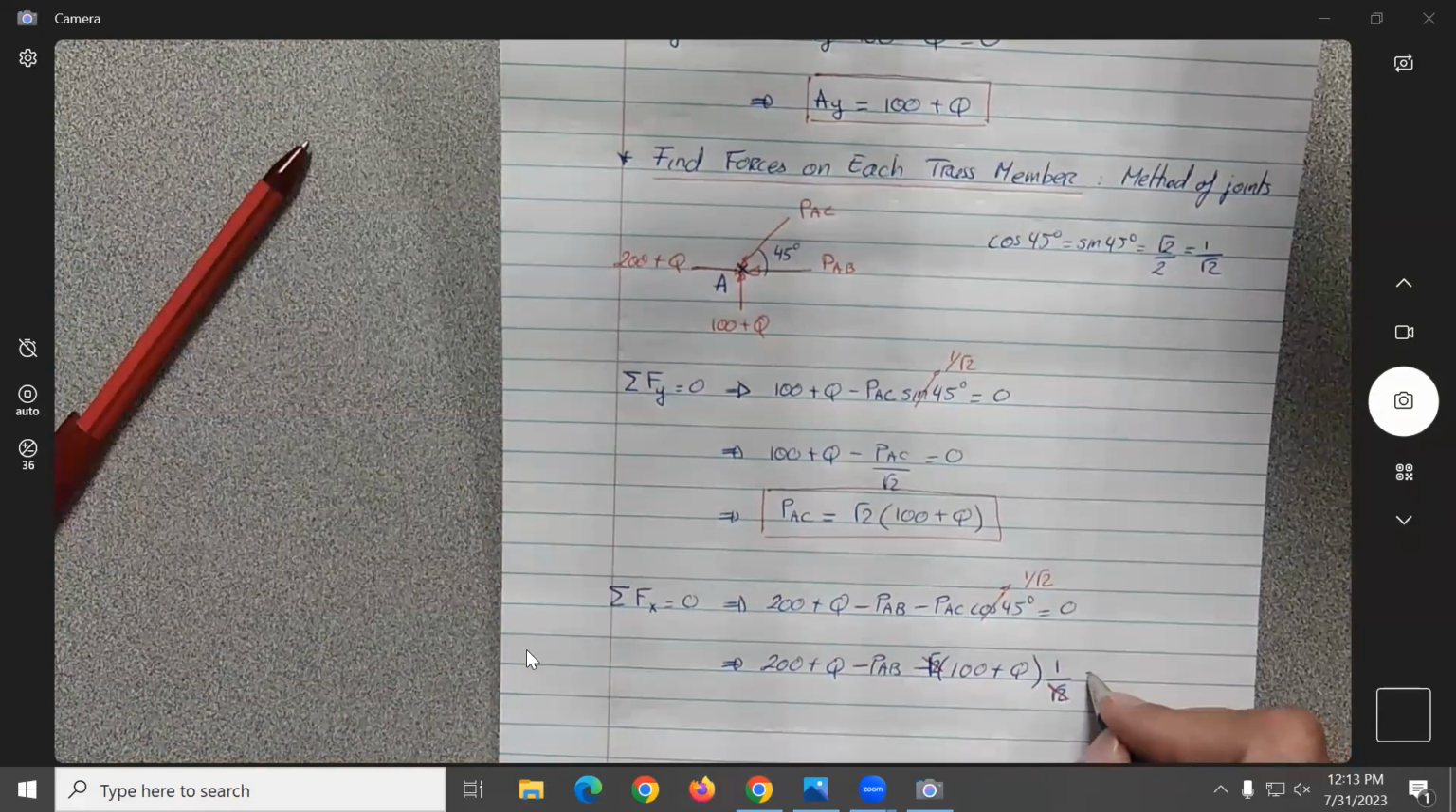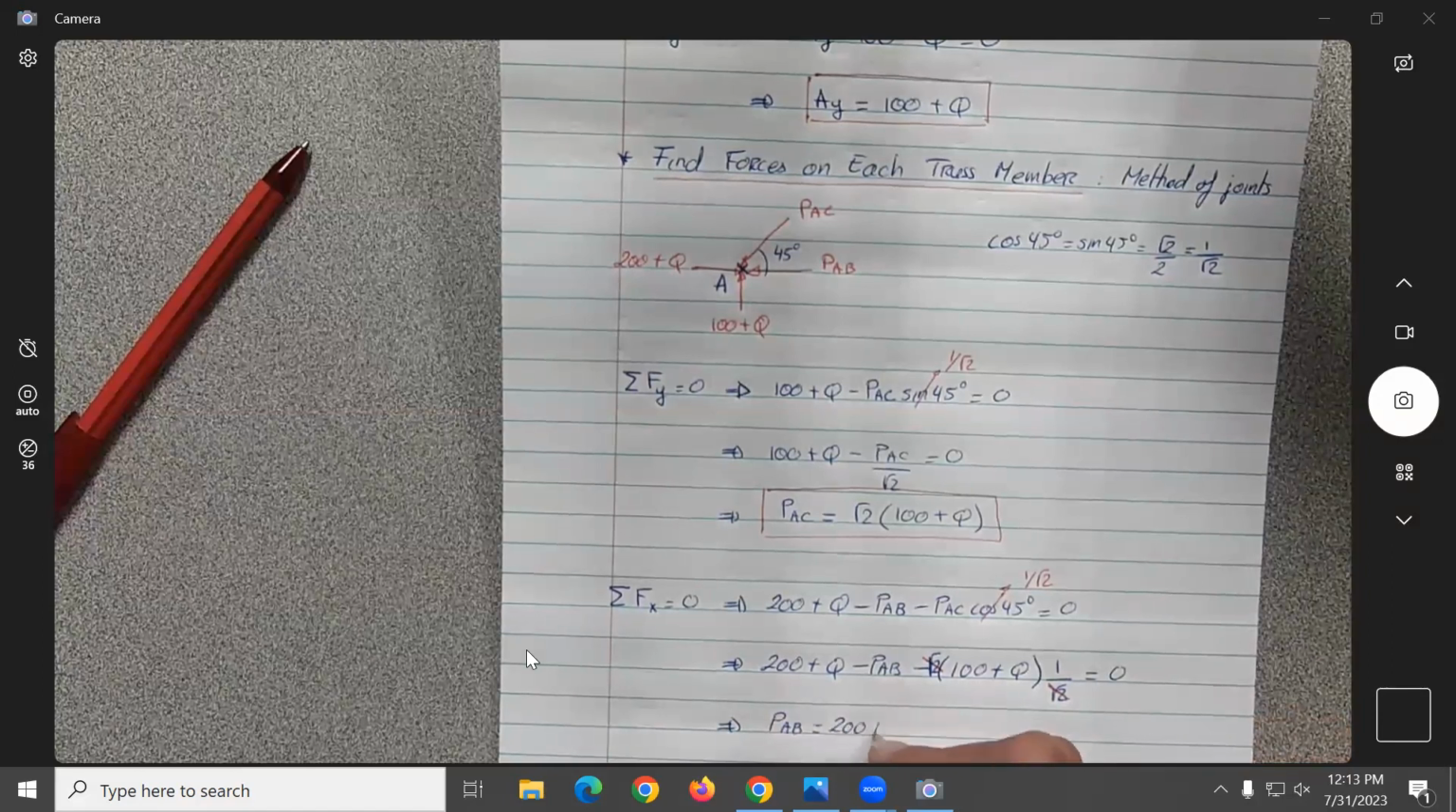So this will be equal to 0, so this will give you that PAB will be equal to what? 200 plus Q minus 100 minus Q. So this one, we find a constant value, PAB will be equal to 100.